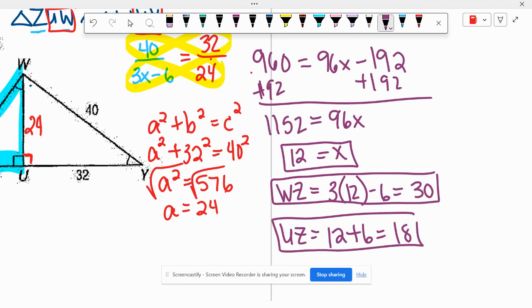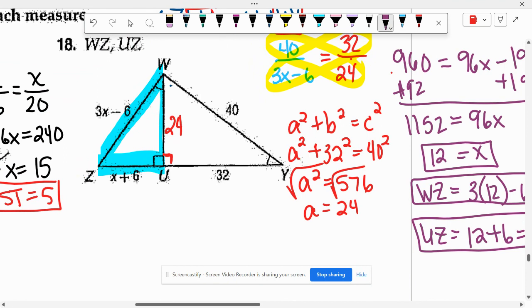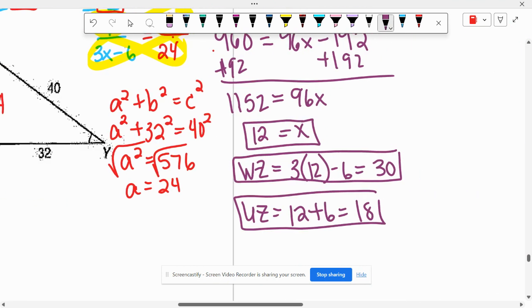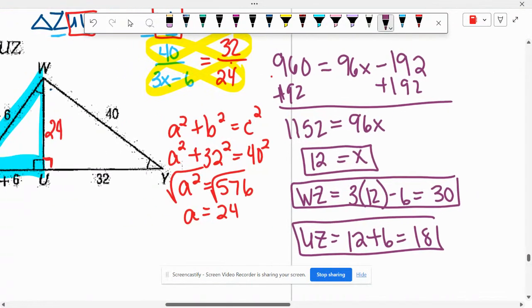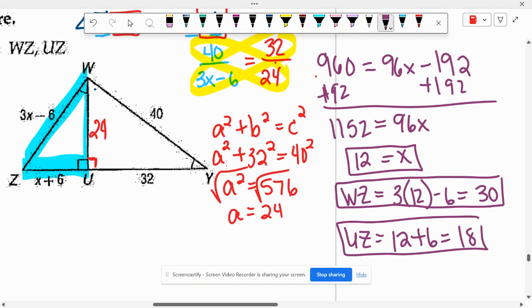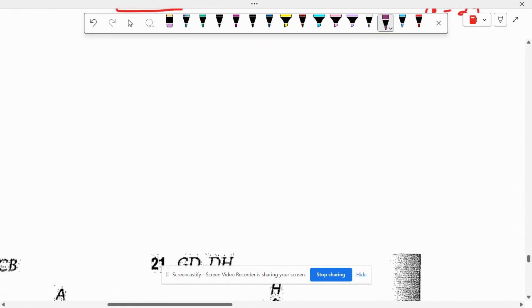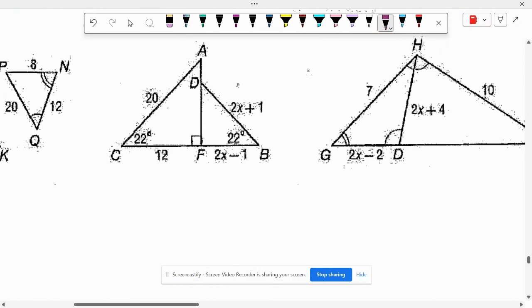Okay. Do you guys feel like you have this? Yes? No? Who said no? You don't understand this? Okay. I'm going to do one more. I'm going to do number 20. And then I'll just post the filled out notes. Okay. So jump down to 20.